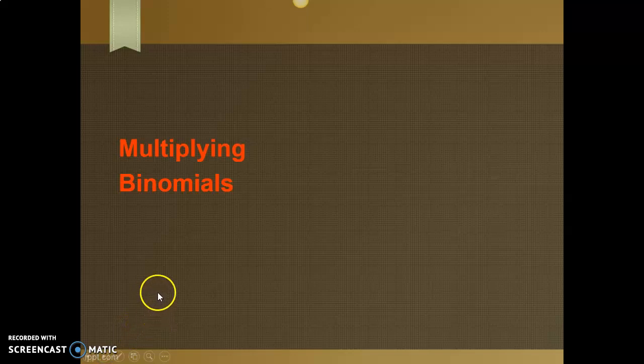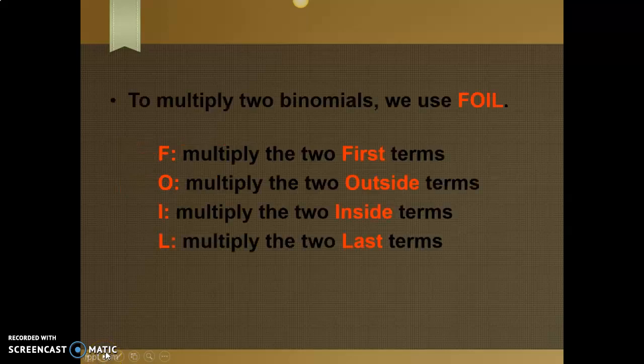The first topic, multiplying binomials. Remember, bi means two, so that means we'll have two terms. To multiply two binomials using the FOIL method, we'll first multiply the first two terms, which is our F. Then we'll multiply the outside two terms, which is our O. Then we'll multiply the two inside terms, which is our I, and the last two terms is our L.